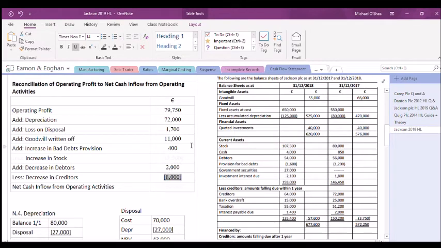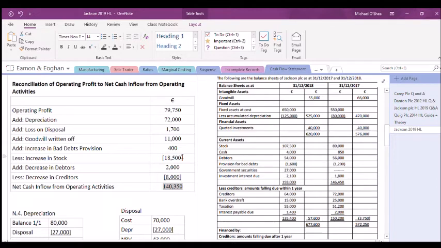My stock, whenever you increase stock, you're going to take it away. So my stock here was 89,000 and it went up to 107,500. I'm going to take away the increase of 18,500. Leaves me with a final figure once I've added all those up of 140,350.